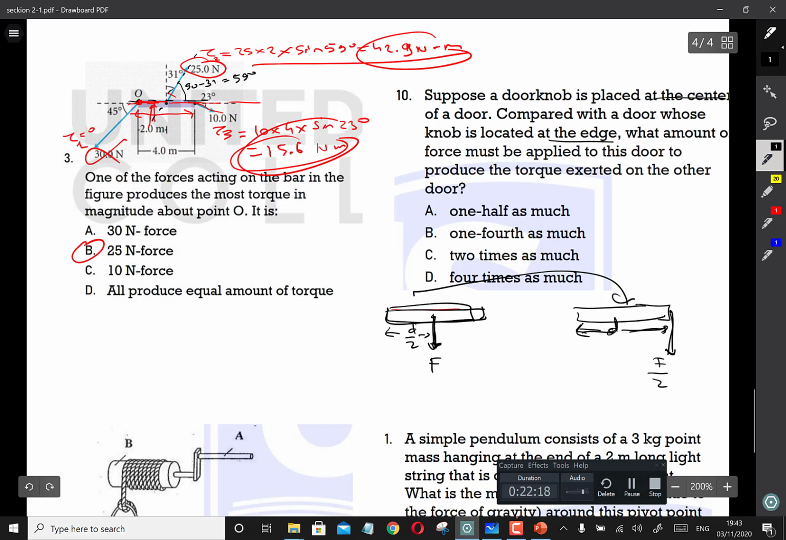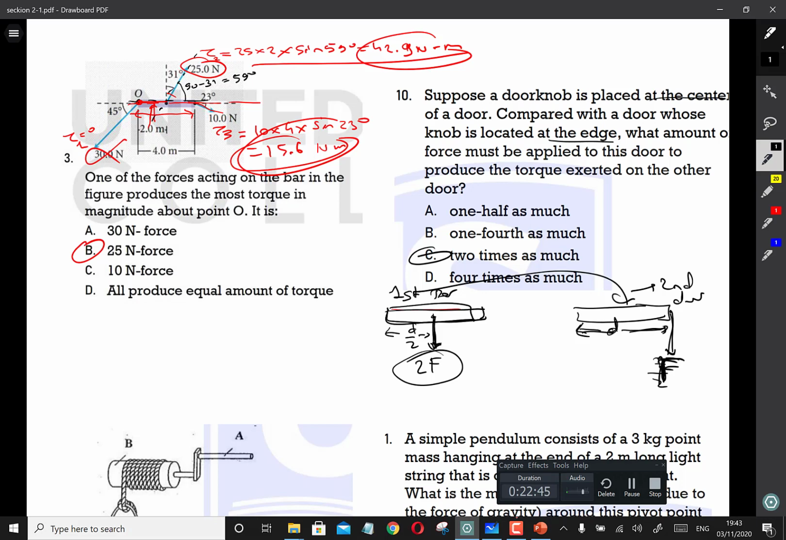This is the first door. This is the second door. If we say this is F, this is going to be twice of that one. So 2 times as much as the first door must be applied as effort, to get the same amount of torque, because the torque of this one is 2F multiplied by d over 2, which equals F times d. Torque of this one is F times d, so they are equal to each other.